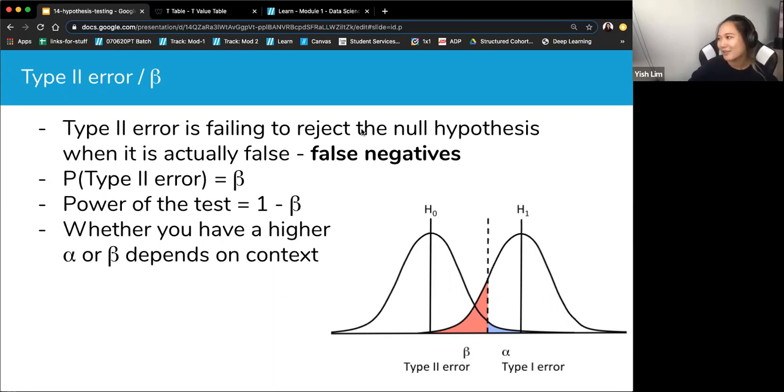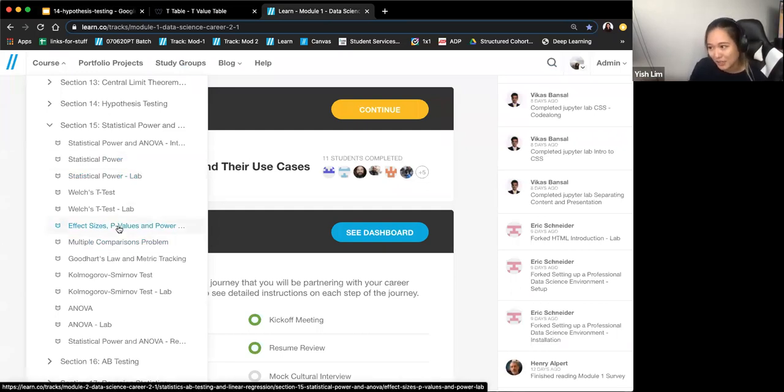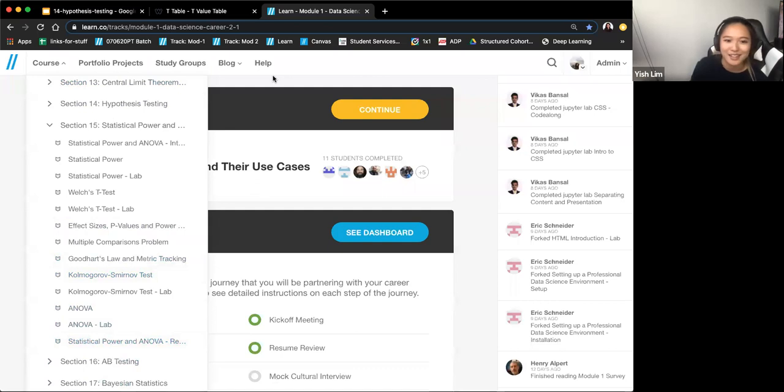Well, very cool. On Thursday, we'll be elaborating a lot more on the things that I touched on very briefly. As you can see, there's statistical power, which is that beta, and effect sizes as well. And then we'll have some ANOVA, which is very cool. It's analysis of variance.